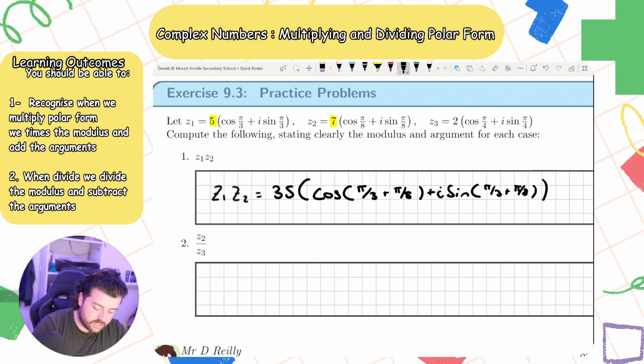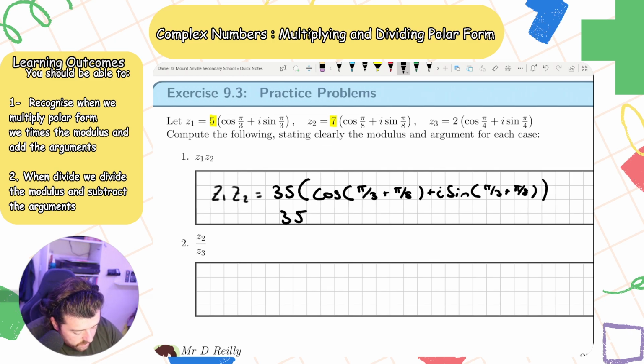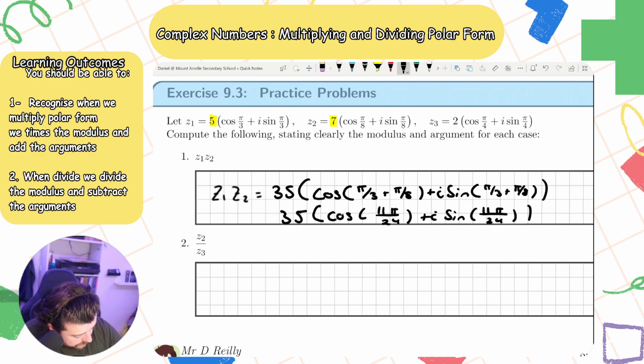And that is equal to 35 times, so pi over 3 plus pi over 8, which is 11 over 24 pi. So 35 times cosine 11 pi over 24 plus i sine 11 pi over 24. And that's it, right?